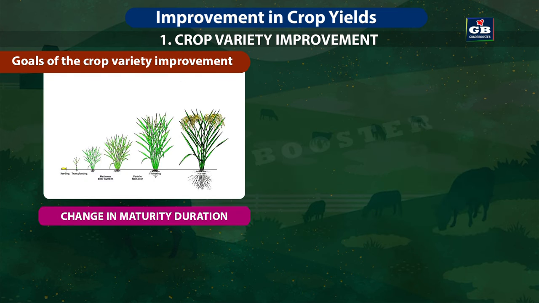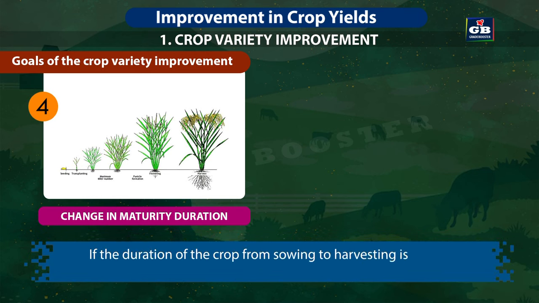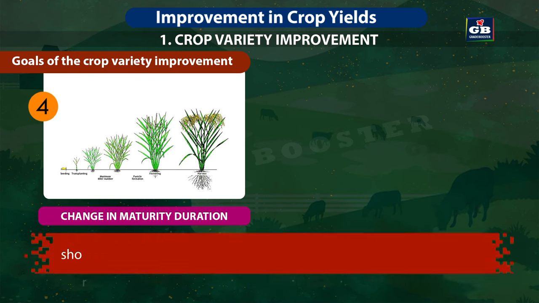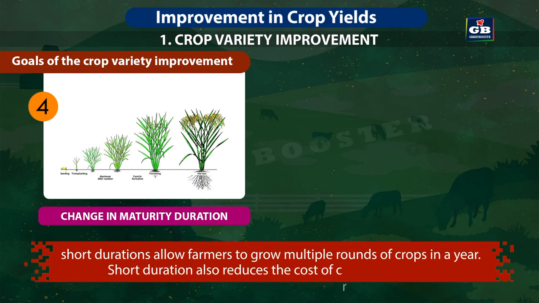4. Change in maturity duration. If the duration of the crop from sowing to harvesting is shorter, then it is called an economical variety, because such short durations allow farmers to grow multiple rounds of crops in a year. Short duration also reduces the cost of crop production.